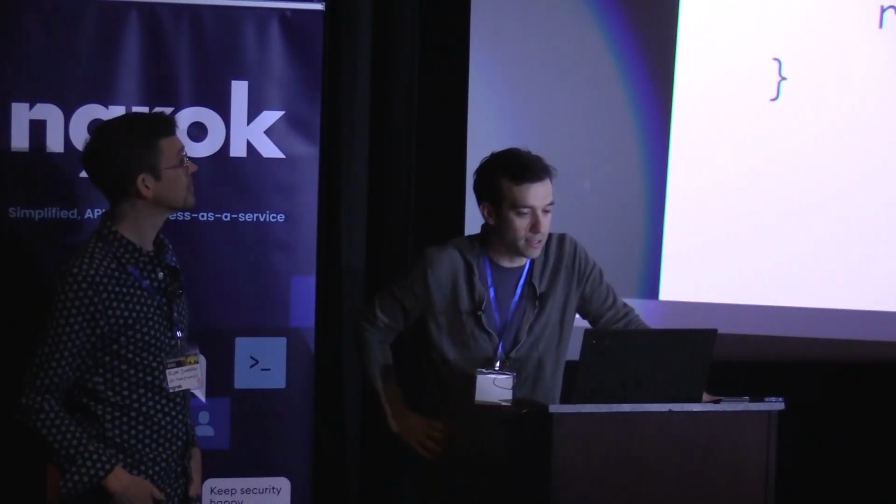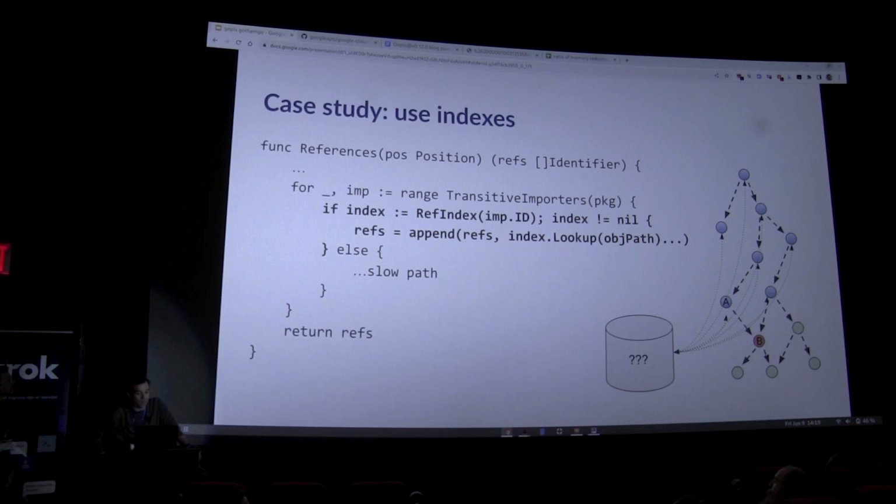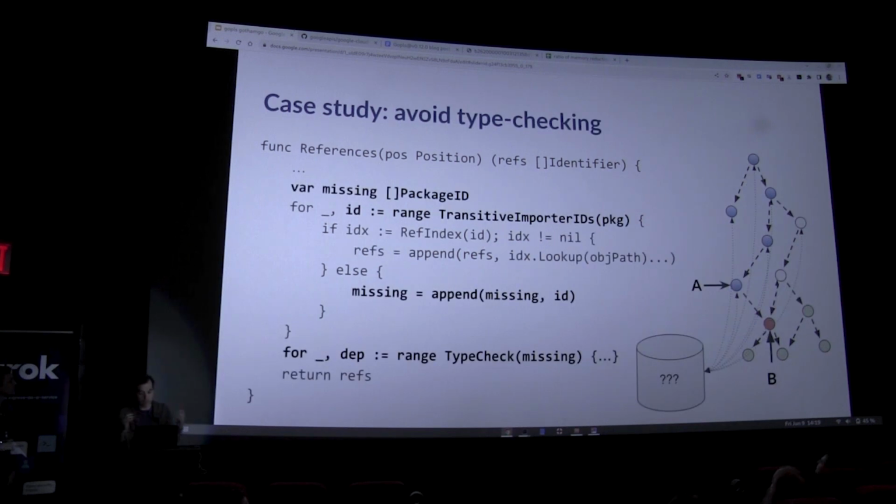Turning back to our case study, if we can store a pre-computed index of references for each package, we can avoid scanning the type checked package entirely and drop it from memory. In our algorithm, we can check for the existence of an index. If we index the package, we can do a simple lookup. And then the next step is to only type check on demand. If we have an index available, no need to even produce the type checked package at all. And yeah, we don't. Pretty simple algorithm.